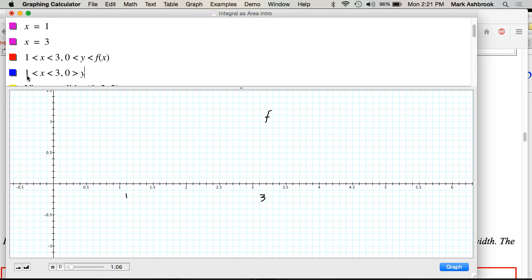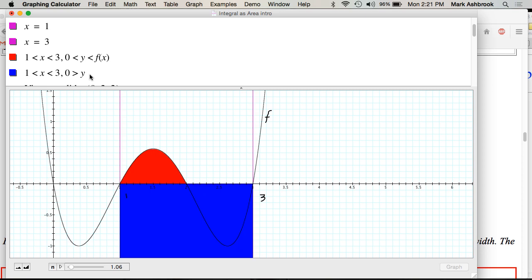So I got that already. So are we done with the y values? Want all y values less than 0? Let's try it. So here's all y values less than 0 between 1 and 3. So, yeah, next.